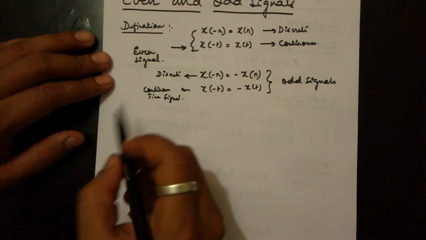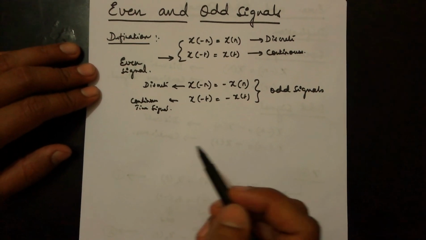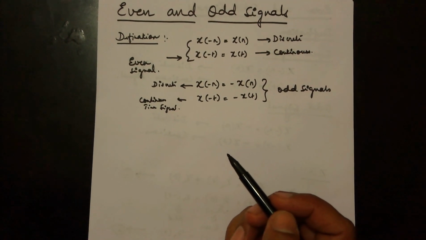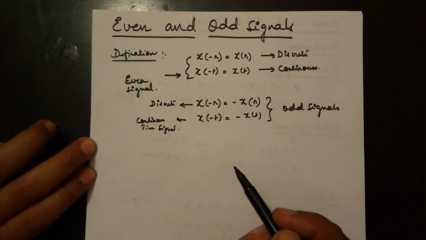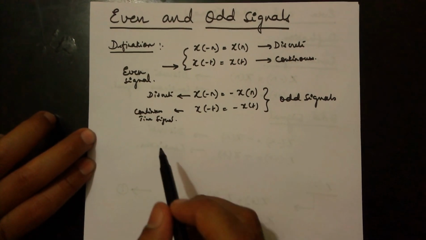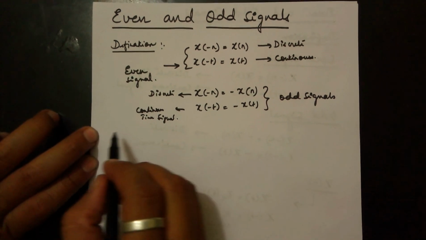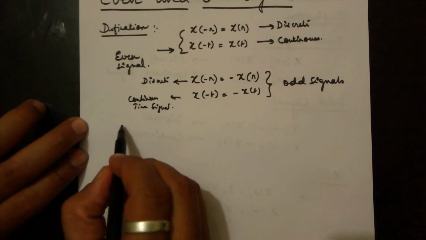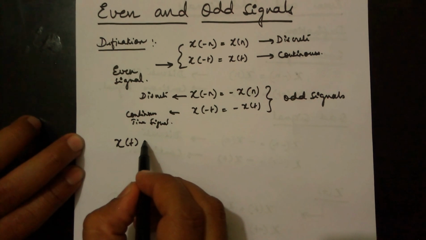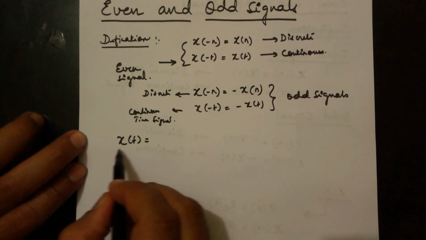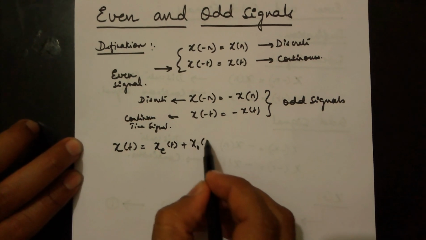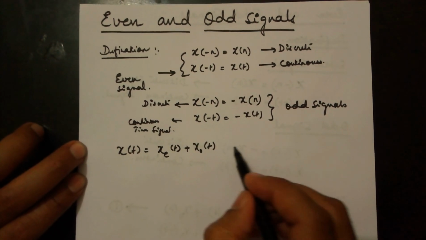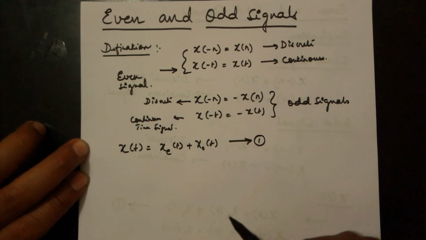Now let us find a way to derive an equation for the even part of a signal and the odd part of a signal. Now let me take any signal, say for example a continuous time signal x of t. Now we know that each signal has its own even part as well as odd part. So let me take this as equation number 1.